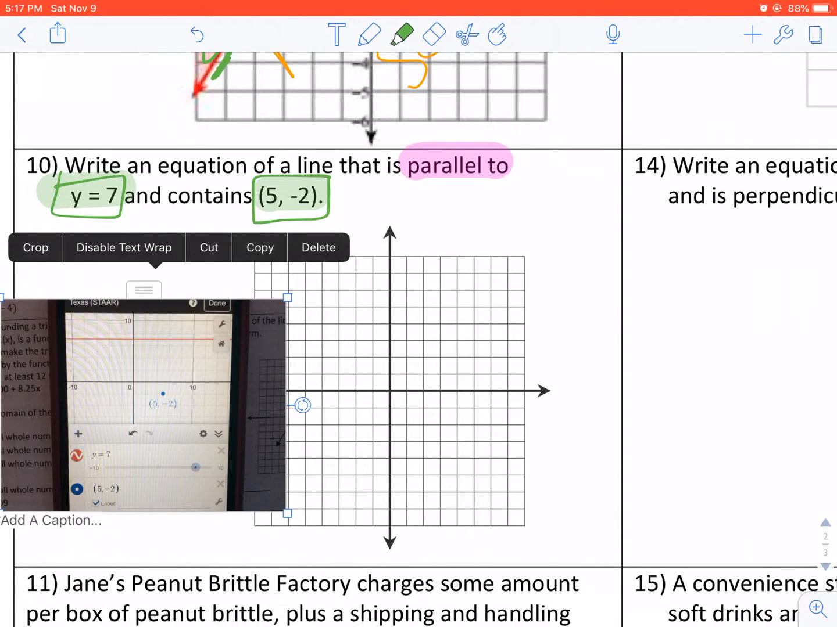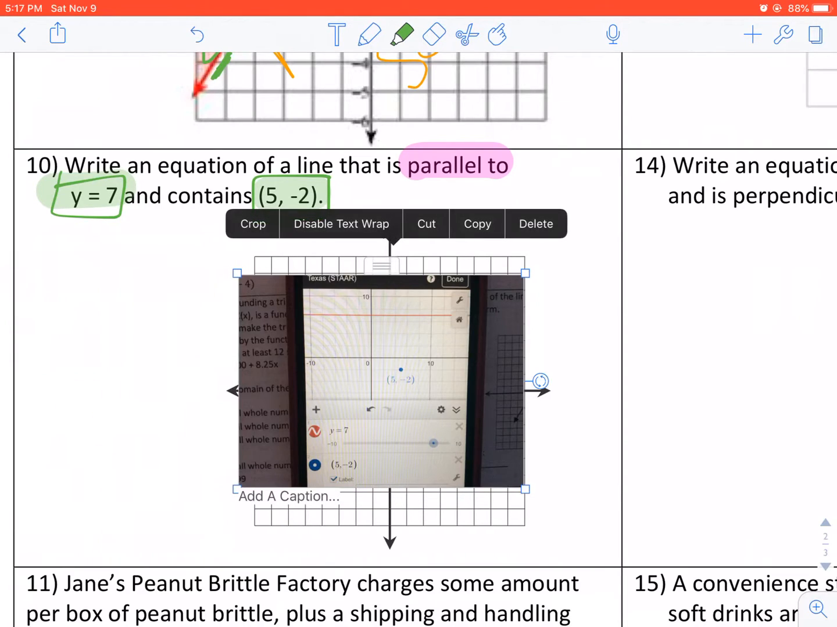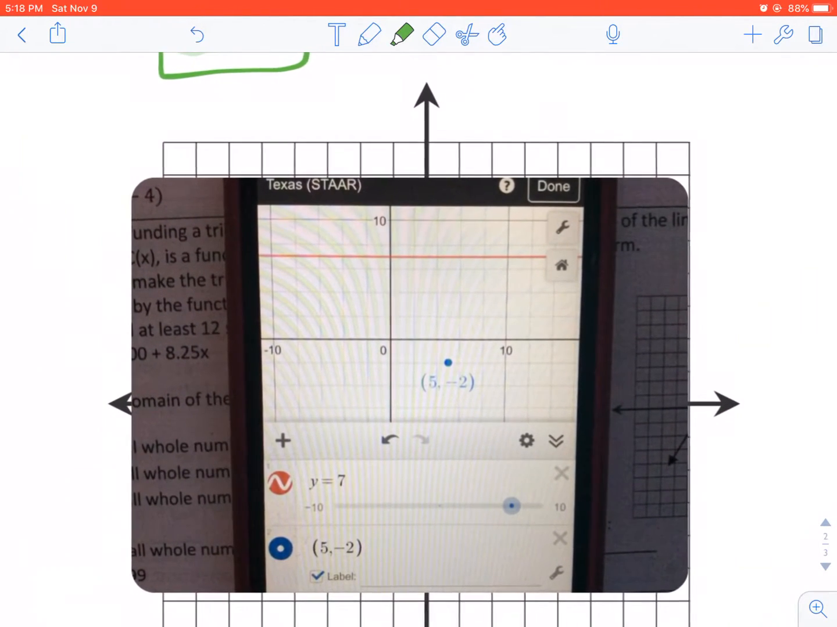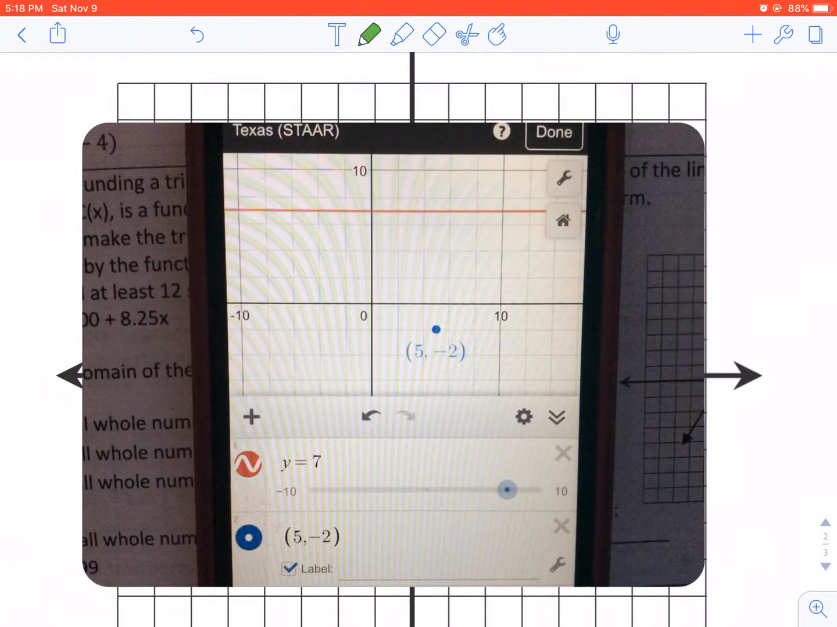There is a graph here in case you wanted to do it by hand. And what we want is a line parallel to that goes through the same point. So it's going to go like this. And what kind of line is that? That is a horizontal line. Horizontal lines have a slope of 0, and they begin with y equals.